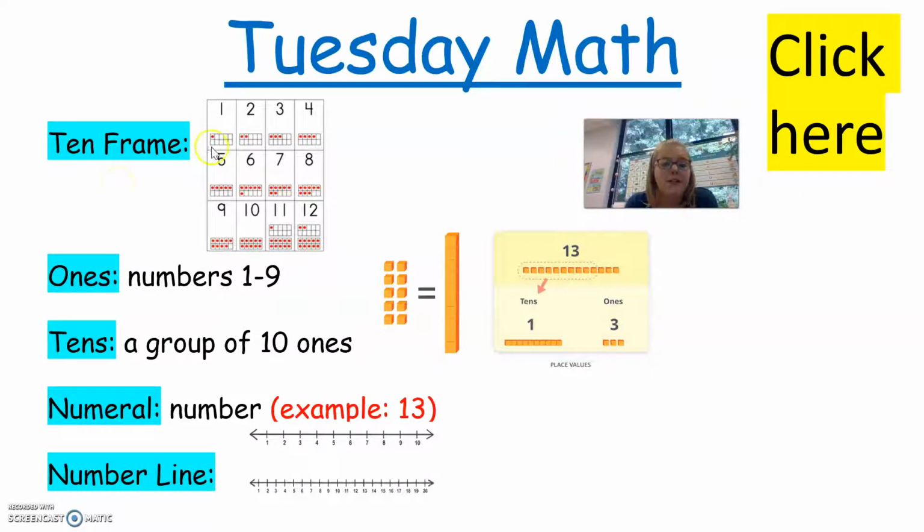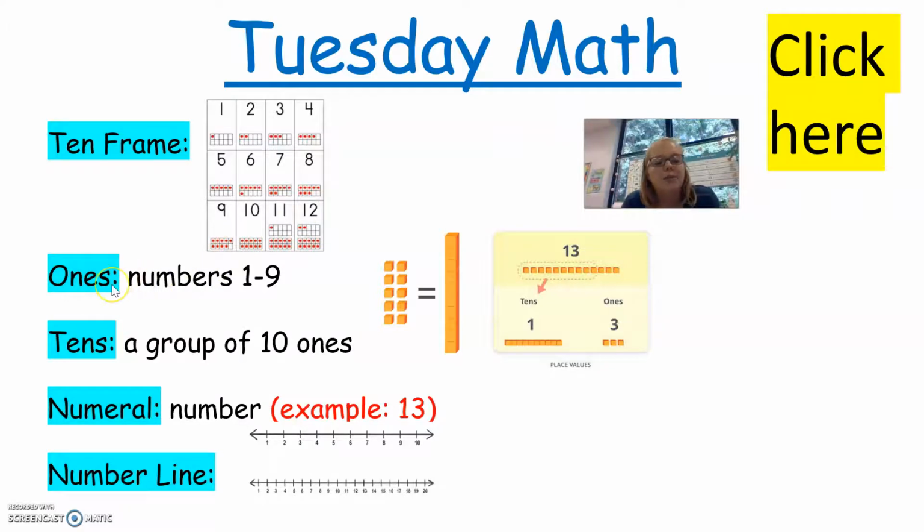A 10 frame is this little box split into 10 squares, or 5 on the top and 5 on the bottom. You put dots in them to show numbers. So 1 is 1 dot, 2 is 2 dots, and so on. When you get to 10, you have the 10 frame full, so you can easily look at it and say, oh, that's 10. And once you pass 10, you have to add another 10 frame to show bigger numbers. So 10, 11. Then we add another one, we get 12. Okay, so it helps us see groups of 10.